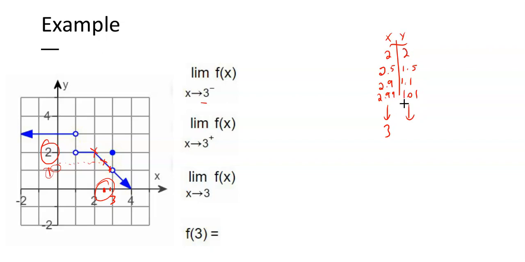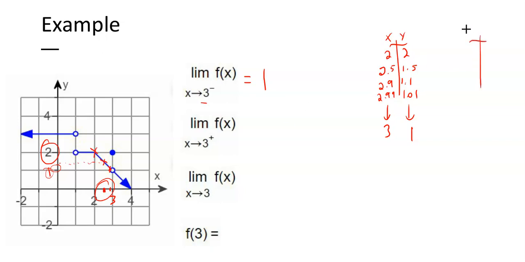So what is the progression here? What are these values getting closer and closer to? They're getting closer and closer to 1, right? It started at 2, then we got to 1.5, 1.1, 1.01. It's going to keep getting lower and lower, closer to 1 as this gets closer and closer to 3. So this is the limit. The left-hand limit is 1.